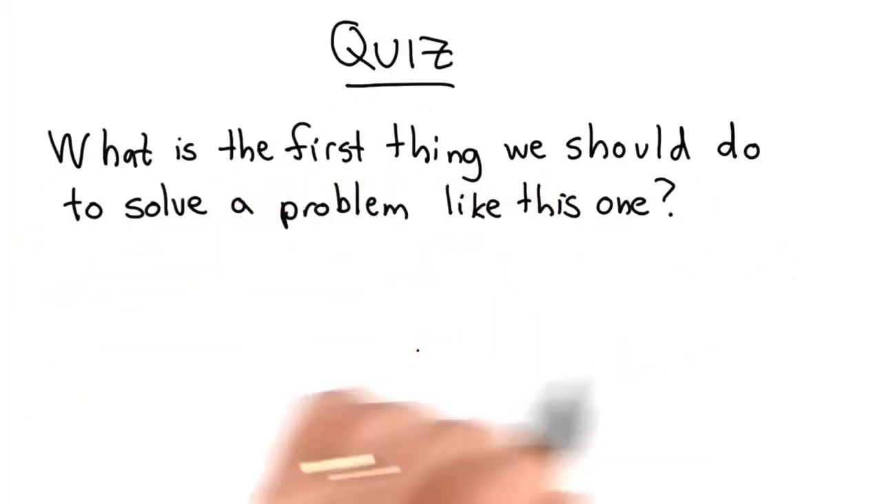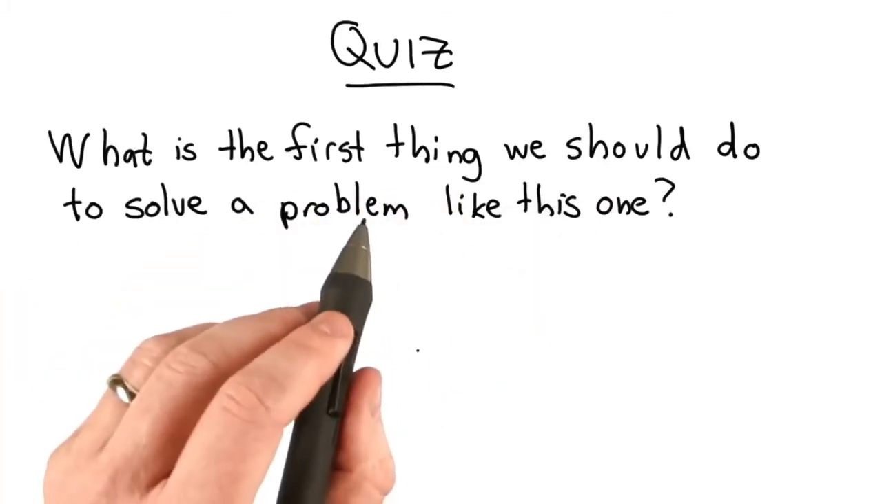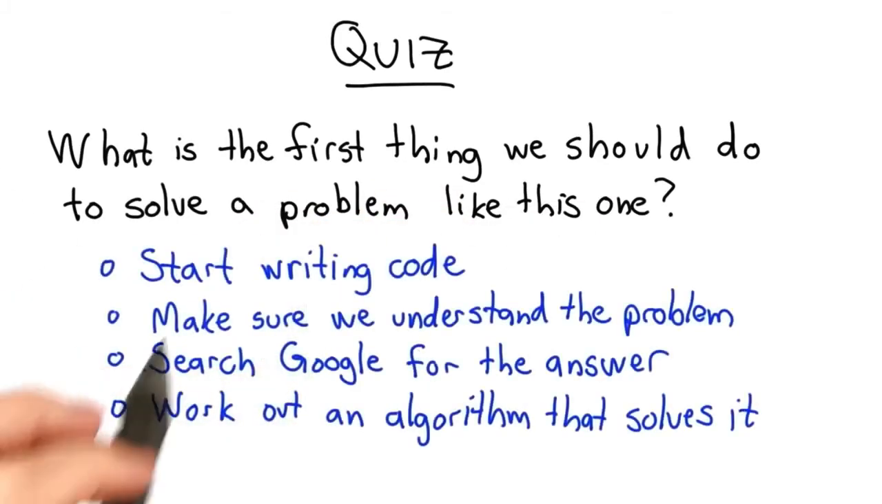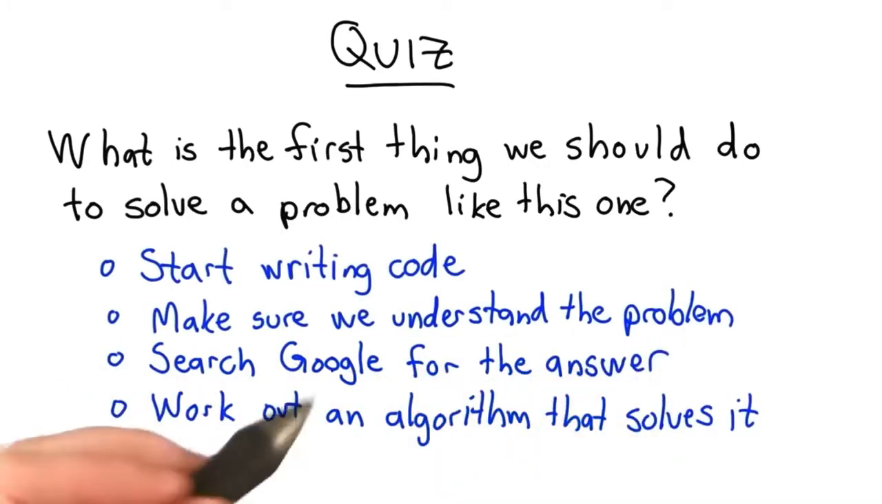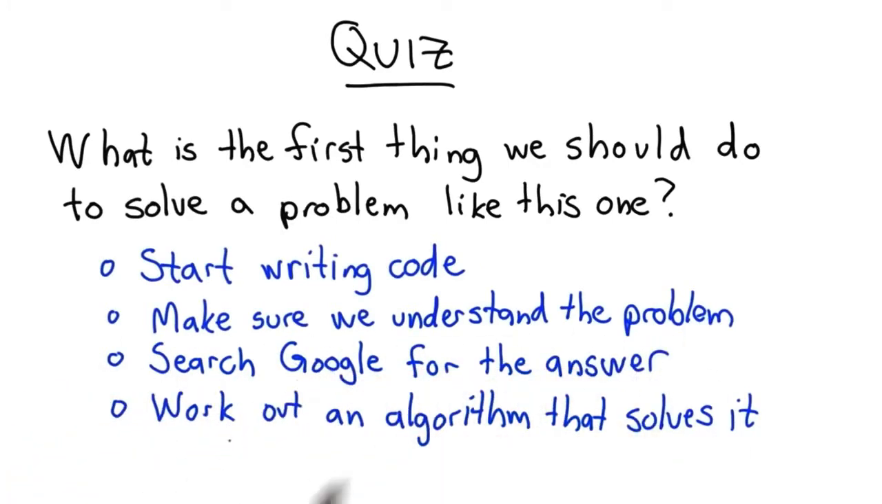So let's start with a quiz. What's the first thing we should do when confronted with a problem like this one? The choices are start writing code, make sure that we understand the problem, search Google or DuckDuckGo if you prefer for the answer, work out an algorithm that solves it. Check the one that you think is best.